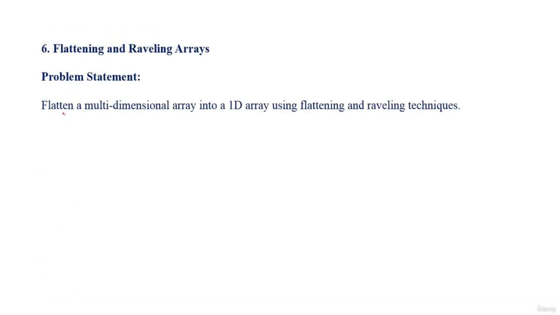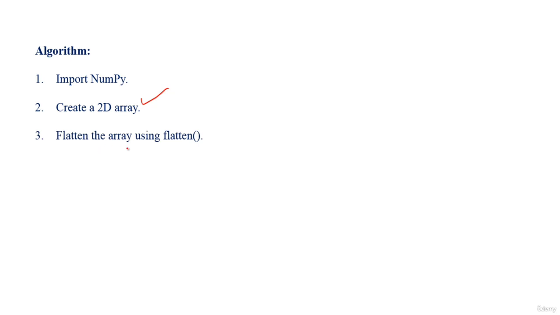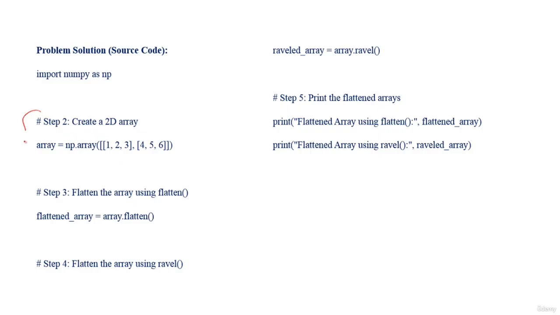Final result. The sixth problem statement is to flatten a multi-dimensional array into a one-dimensional array using flattening and ravelling techniques. These two techniques I will use to convert or flatten a multi-dimensional array to a one-dimensional array. Skills required instructions. These are the algorithm steps I will follow: create a two-dimensional array, flatten the array using the flatten function, flatten the array using the ravel function, and print the result to the user. So this is the two-dimensional array creation.